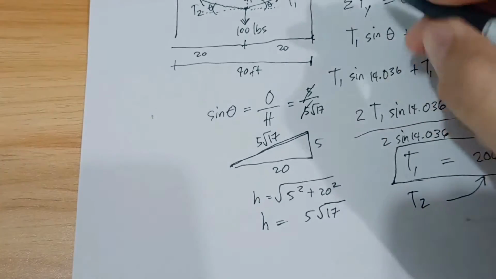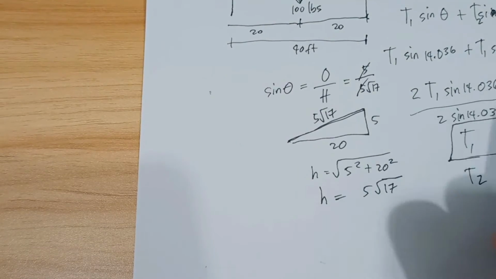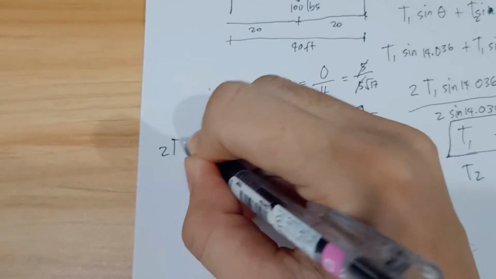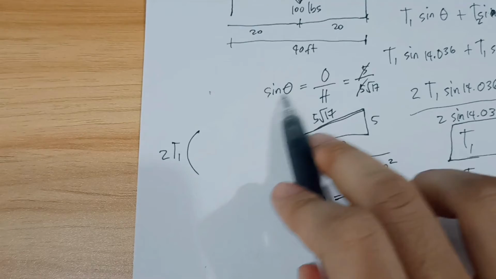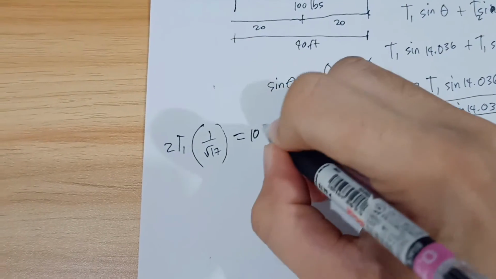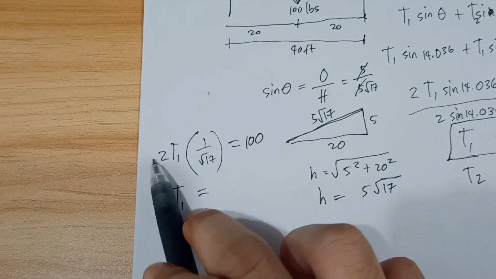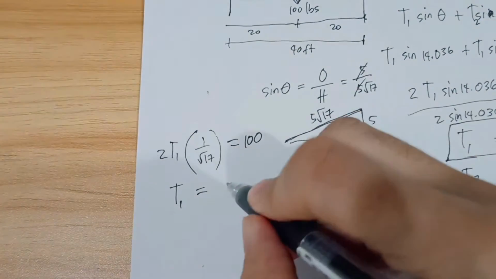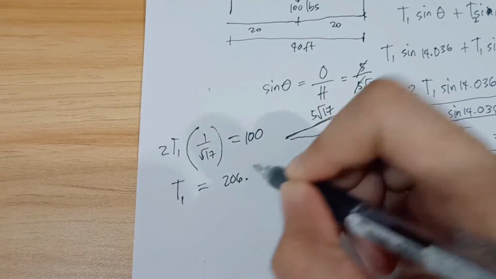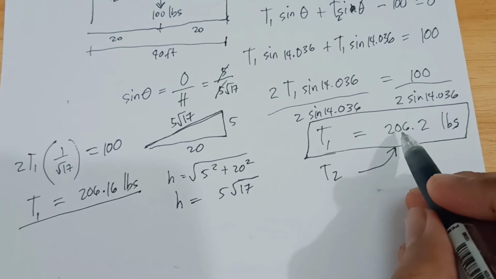Cancel yung 5. So 1 over square root of 17. Pwede natin siya i-substitute dito. 2T1. So ang sine theta ay 1 over square root of 17, then is equal to 100. T1 is equal to, cross multiply doon, then divided by 2. Sagot ay 206.16 pounds. Almost the same lang din sila, malapit lang.